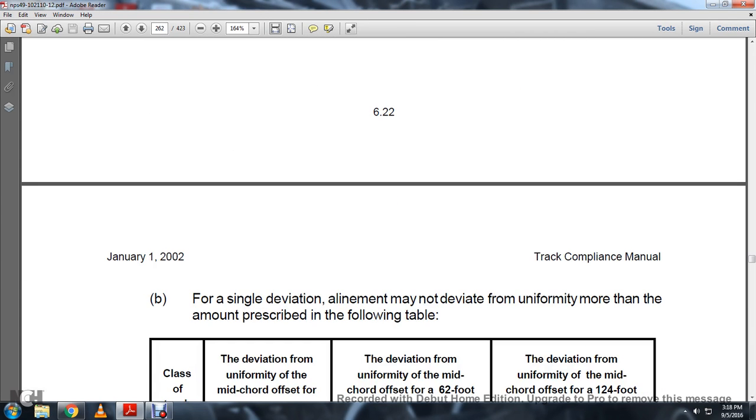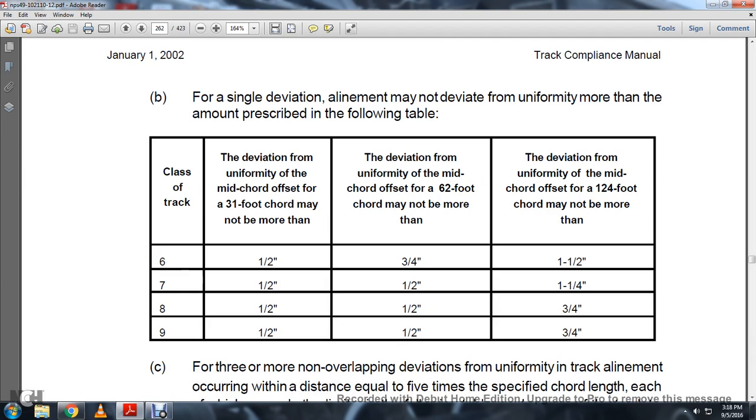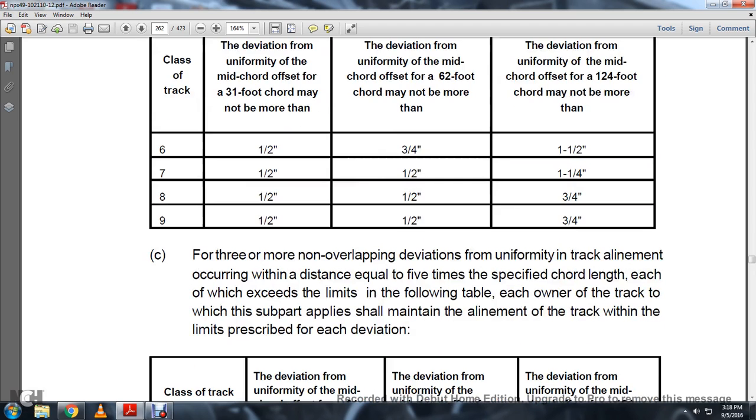For single deviation, alignment may not deviate from the uniformity more than the amount prescribed in the following table. For classes 6, 7, and 8: class 6 has a deviation of 1/2 at the 31-foot chord, 3/4 at the 62-foot chord, and 1.5 at 124. Class 7 has 1/2 at 31, 1/2 at 62, and 1 1/4 inch at 124 mid-offset chord deviation uniformity. Class 8 track has 1/2 at the 31-foot chord, 62-foot chord, and 3/4 inch at 124 foot, and also class of track number 9.